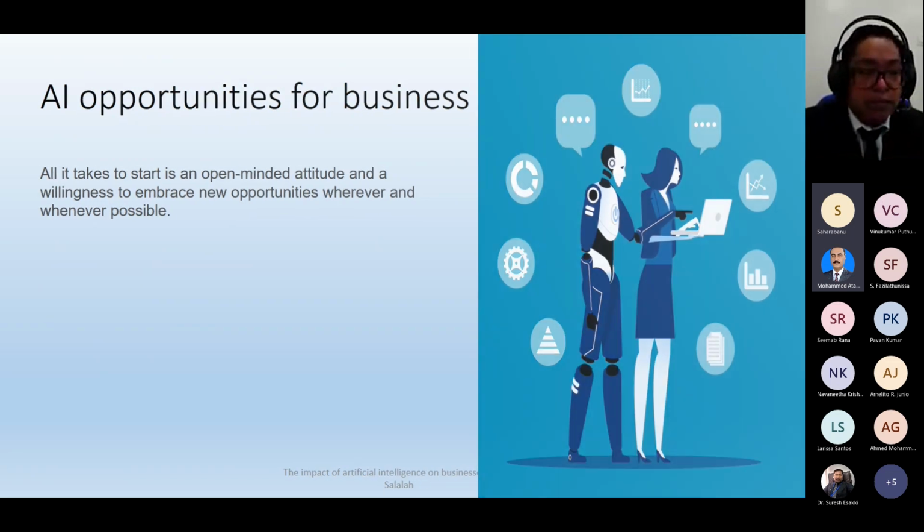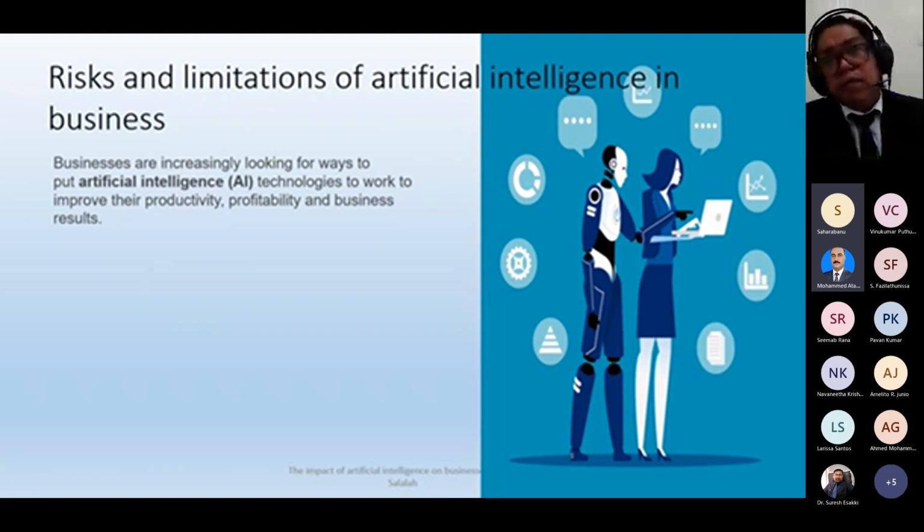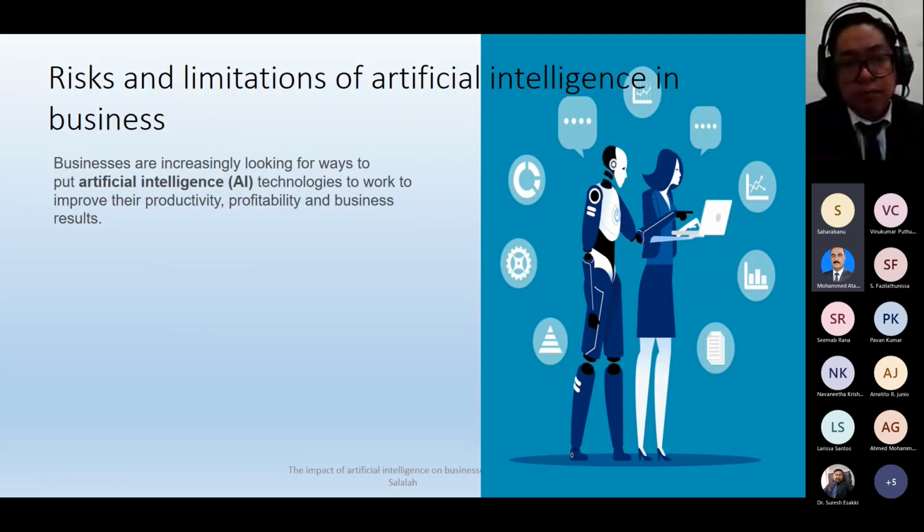And we'll see now that some risks might happen when we cover the business point of view. Though there are some limitations of AI, businesses are increasingly looking for ways to put AI technology to work, and it will improve the productivity and profitability of our business results. However, while there are many business benefits around us, there are also certain barriers. These barriers will definitely give us some disadvantage, but we have to keep them in mind.